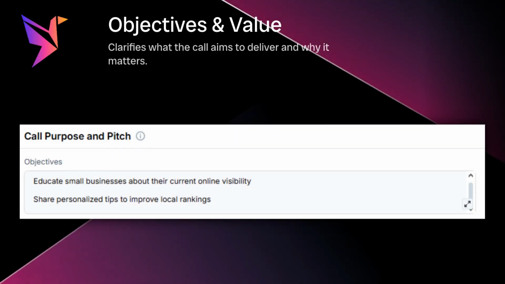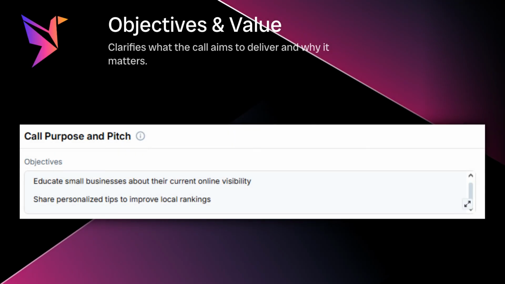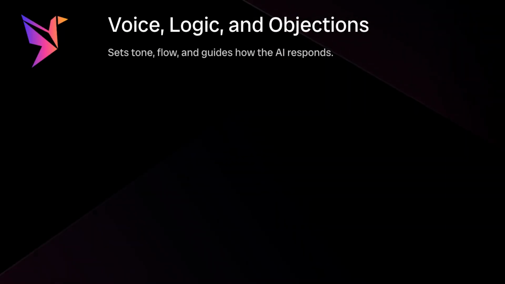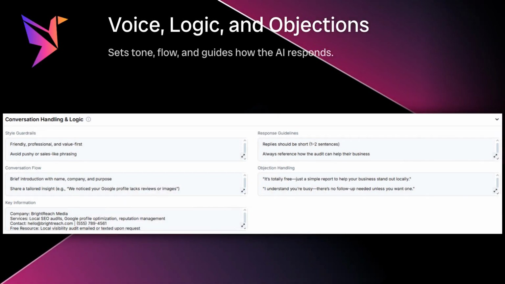This section defines what the outreach is meant to accomplish and what value is being delivered. The objectives field is where you list the key goals of the call. For example, educating the contact, offering a free resource, or sharing insights. This helps the AI stay focused and clearly communicate why the call matters to the prospect. This is where the real flexibility of this scenario shines.